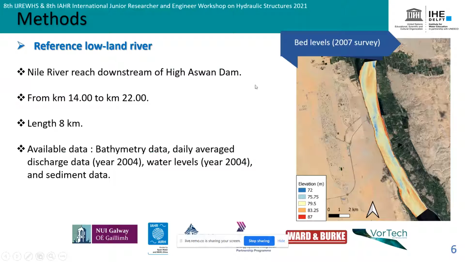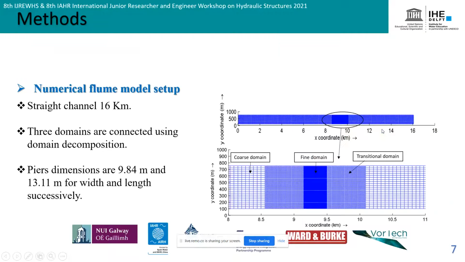First, that is the reference lowland river. We have it downstream of the High Aswan Dam from kilometer 14 to kilometer 22 with a total length of 8 km. We have available data like bathymetry, daily average discharge, water levels, and sediment data, which could help us carry out this calibration process. Then after this calibration process, we build our numerical flume. As we mentioned before, the numerical flume is a straight channel 16 km long, and we chose it long so that it could capture the large-scale impact of the bridge piers.